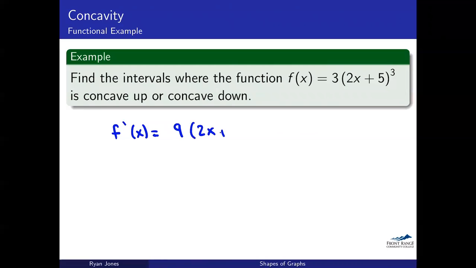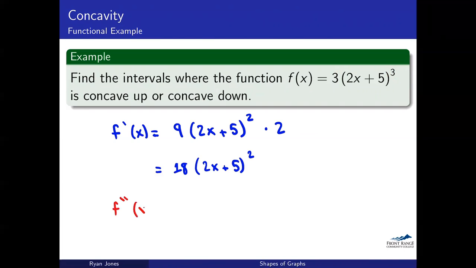So 9, because I'm dropping that 3 down. So I'm taking this 3 and I'm dropping it down, and 3 times 3 is 9. Times 2x plus 5, and I just take 1 off of that power, and I multiply that by 2. That's my chain rule term right there. So I have 18 multiplied by 2x plus 5 to the second.